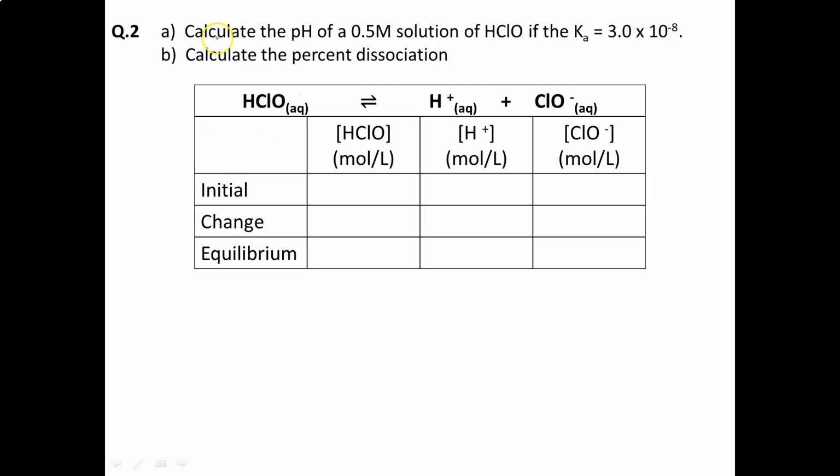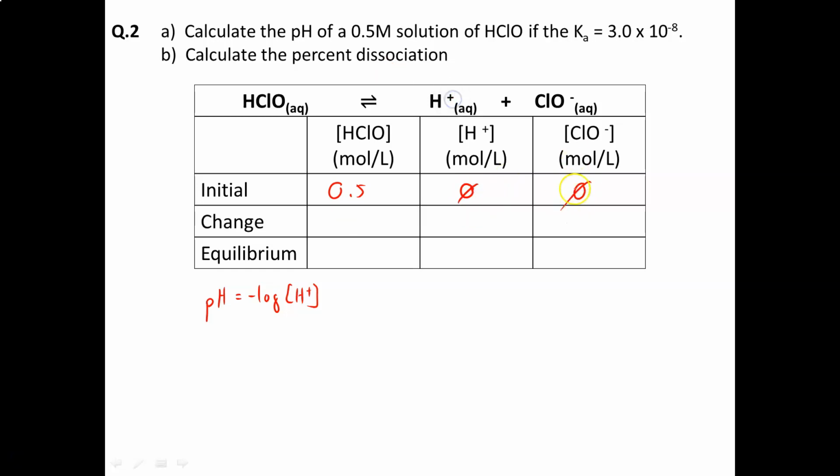Alright, so the question's asked me to calculate the pH for this solution. And the equation I'm going to use is pH is equal to negative log of the H plus concentration. So what I need to do is find and solve for the H plus concentration and plug it in here. It says that the solution concentration is 0.5 molar for HClO, so I'm going to write that in, 0.5 molar. And of course, since it's an initial situation, it hasn't had a chance to break up or ionize into H plus or ClO minus yet, so I'm going to write 0 and 0.